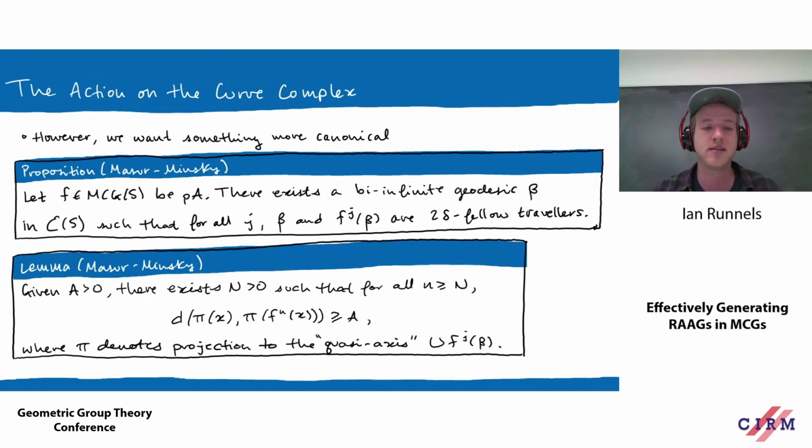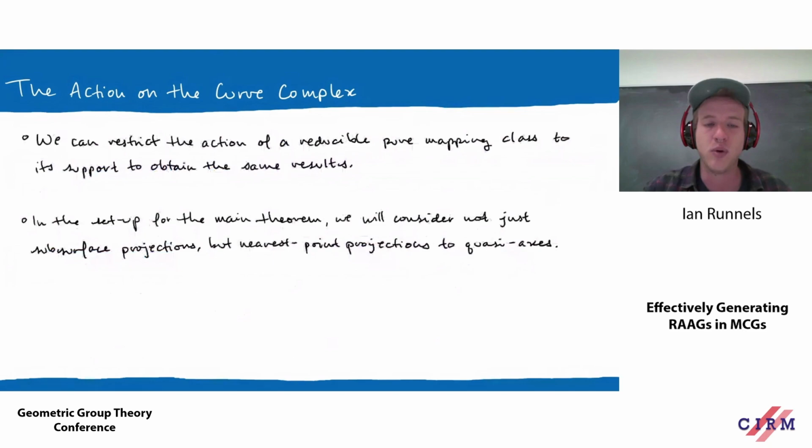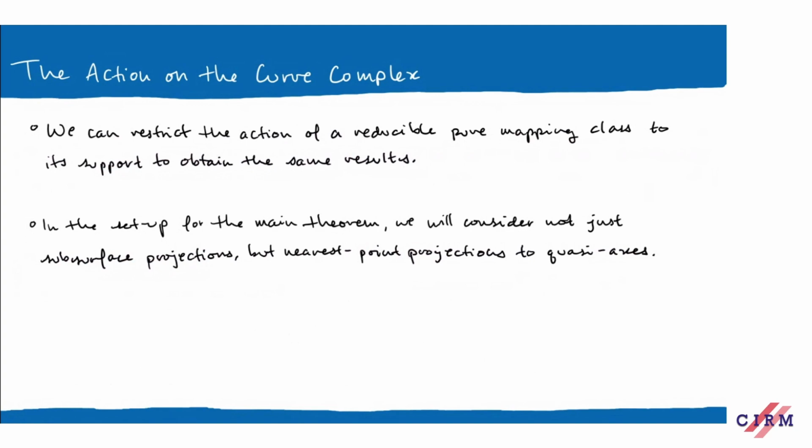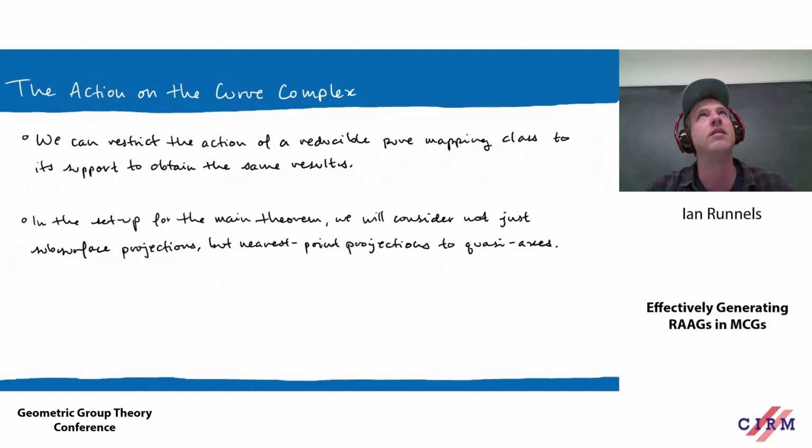And then a couple of remarks. If I have a reducible mapping class, it's pseudo-Anosov on some subsurface. So if I just restrict the action of this mapping class to this subcomplex, all of the same theorems hold. I have some invariant quasi-axis in this curve subcomplex, which is acted on by translation by the pseudo-Anosov. For the proof of the main theorem, I'm not just going to be considering subsurface projections, but nearest point projections to these quasi-axes. In the case of a pseudo-Anosov, I just take the nearest point projection onto this quasi-axis. For reducible things, I first project to the relevant subsurface and then project that onto the relevant quasi-axis.